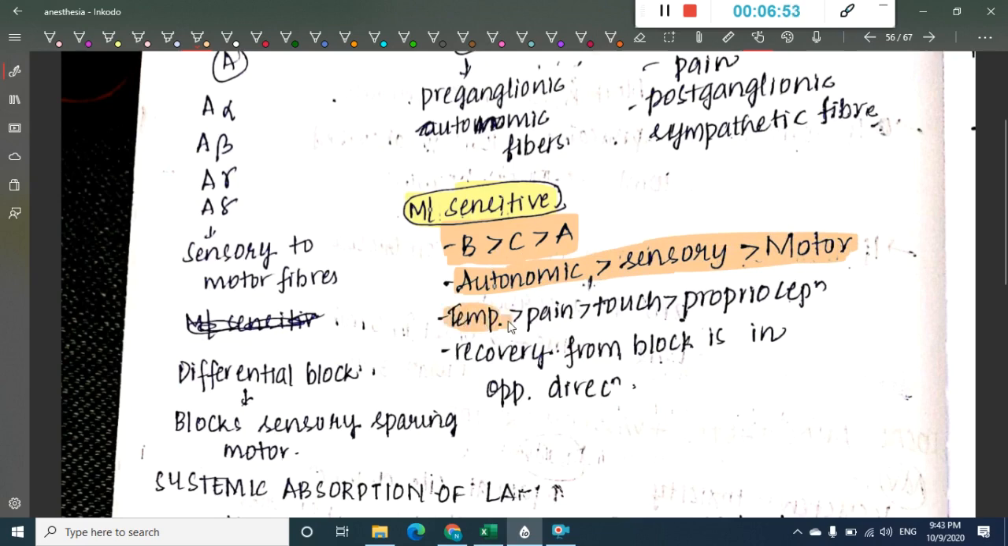And temperature is more sensitive when compared to pain, when compared to touch, followed by proprioception. This is the sensitivity variation.